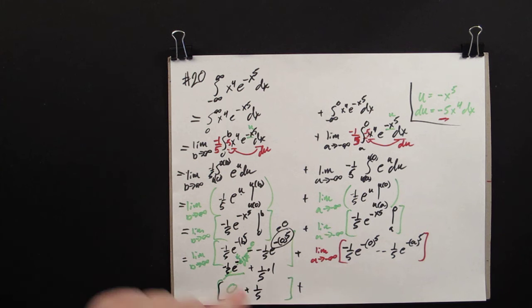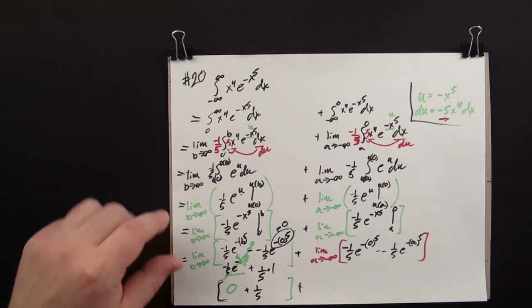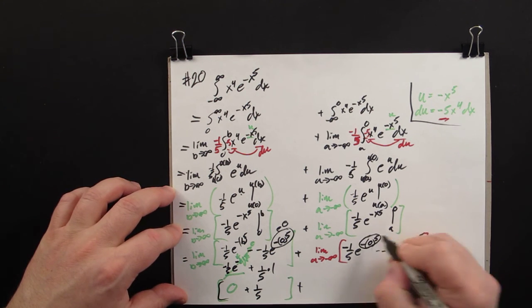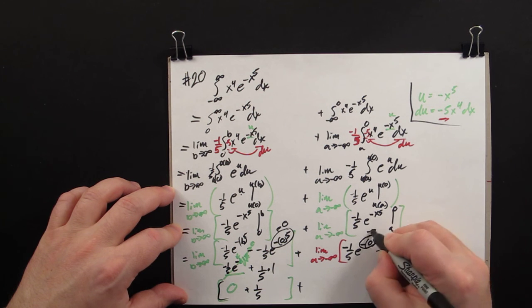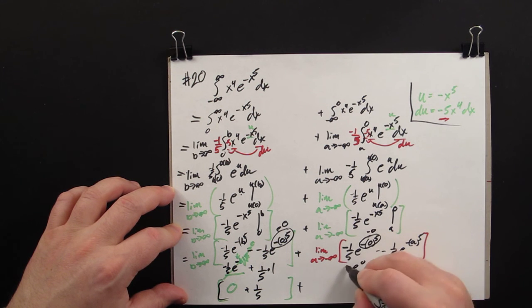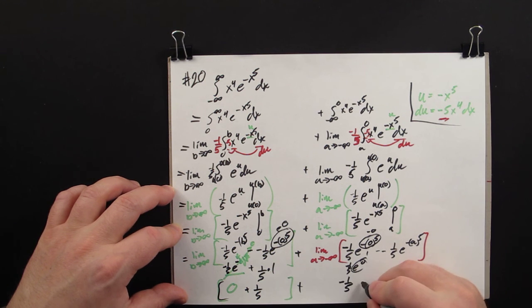Now for this side. Here, again, that is going to be negative 0, so this is e to the 0 minus 1/5. E to the 0 is 1, so this is minus 1/5 for that piece. Here, negative negative is a plus.